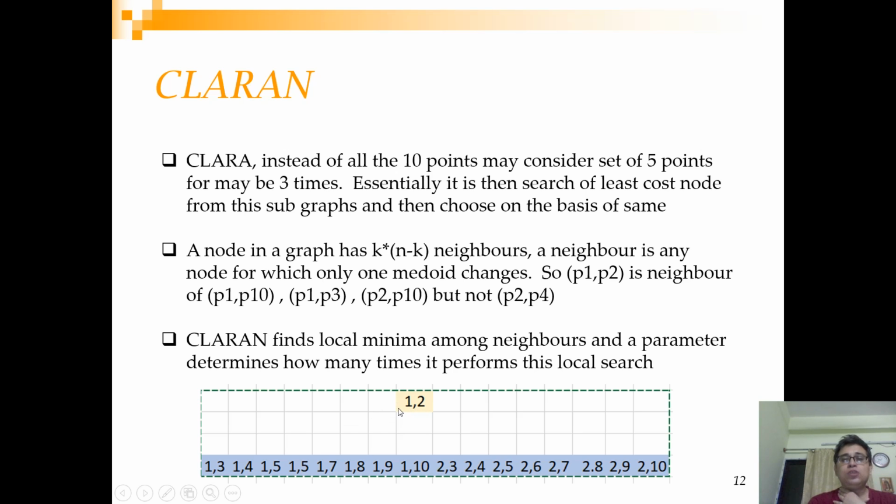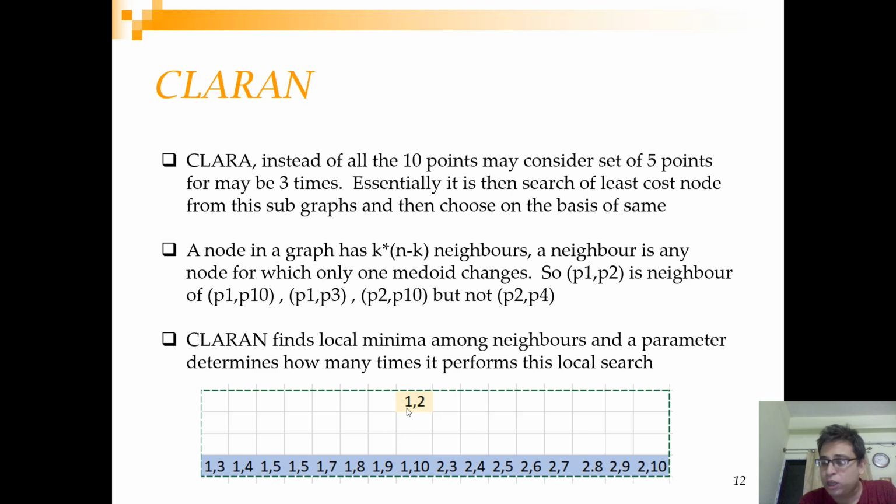Now, if you think of its neighbors, what are neighbors? Neighbors means that at most one medoid can change at a time. As an example, P1, P2 is a neighbor of P1, P10 because P1 is not changing. It is a neighbor of P1, P3 because again P1 is not changing. It is a neighbor of P2, P10 because P2 is not changing, but not of P3, P4, because both are changing. How many neighbors are possible? It is k times (n minus k). For each of these two medoids, I can replace it by any of the remaining n minus k objects. So I can replace 1, 3 to 1, 10 and 2, 3 to 2, 10, which is 2 into 8, or 16.